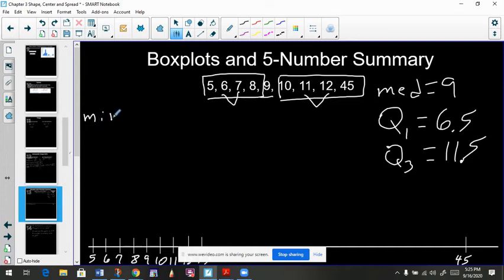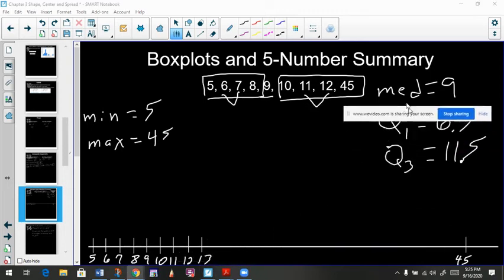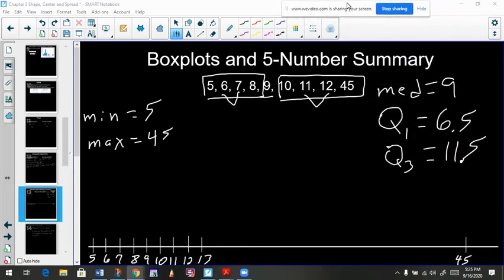That's pretty easy. The smallest number on our list is 5. Our biggest number on our list is 45. So you can see that I've already created a number line. I've counted tick marks from 5 to 13. I did not continue tick marks all the way up to 45. You can imagine the rest of them, and then 45.